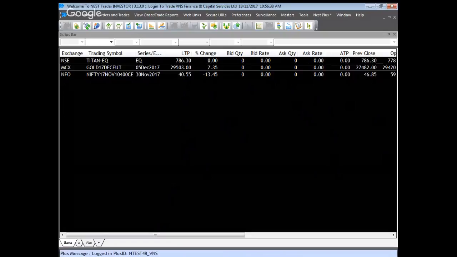Firstly, a cover order window is a window where you can enter two prices. One is of buying and another one is your stop loss. So if in case you are not in front of a system, you do not have to worry about your stop loss. System will execute your orders at market rate.